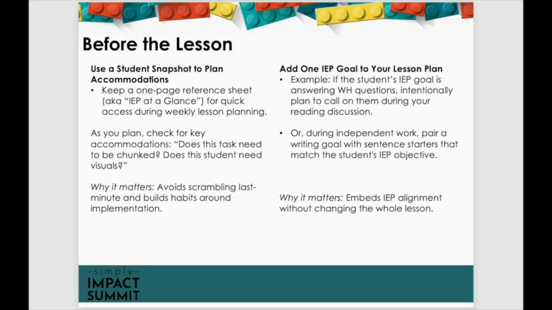So there's also this other example. If the student's IEP goal is answering what questions, so who, what, when, where, why, how, right? You can intentionally call on them during your reading discussion to answer who are the main characters in this story. What did the main character do after this happened? Another example is maybe during independent work, you can pair a writing goal with sentence starters that match the student's IEP objectives. You work with your special education teacher counterpart to do this as well.